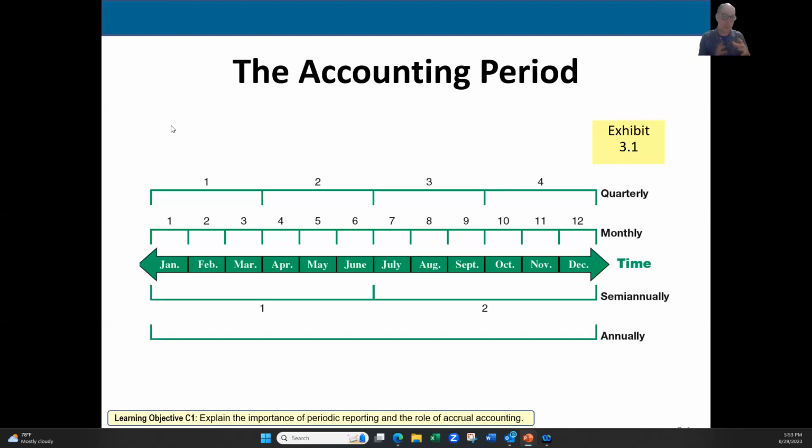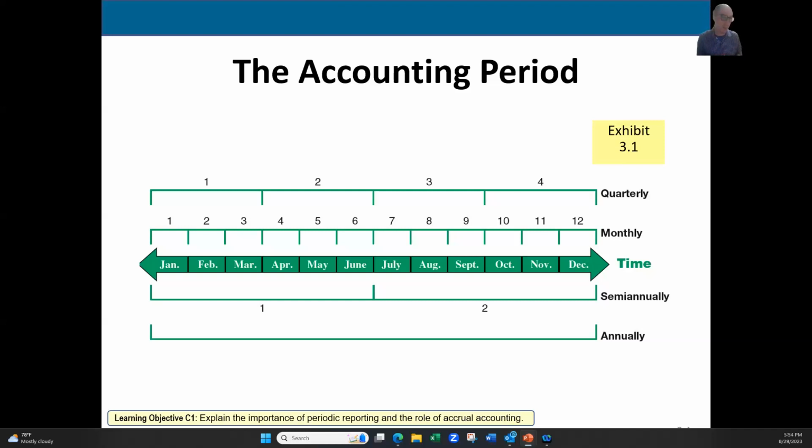Accounting periods are based off of an amount of time that has passed. It could be identified as a month, a quarter, half a year, also known as semi-annual, or a year. These are the 4 different kinds of accounting periods: a month, a quarter, half a year, or a year. You see?